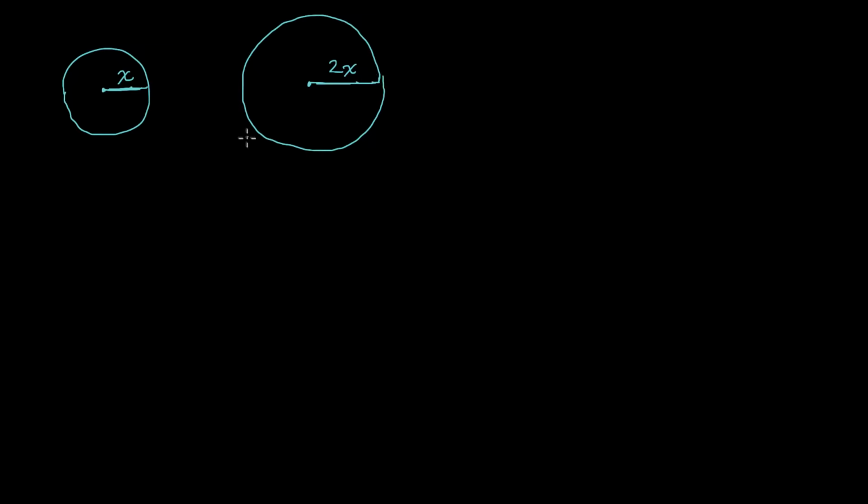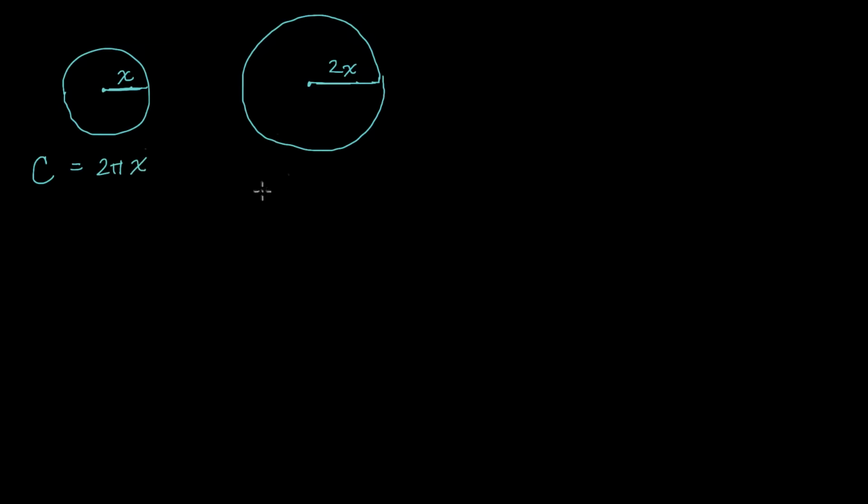So let's just think about what the circumference of both of these are and what the areas of both of these are. So the circumference of any circle is 2 pi times the radius. So in this case, the circumference, and I'll use c for circumference, is equal to 2 pi times the radius, which in this case is x.